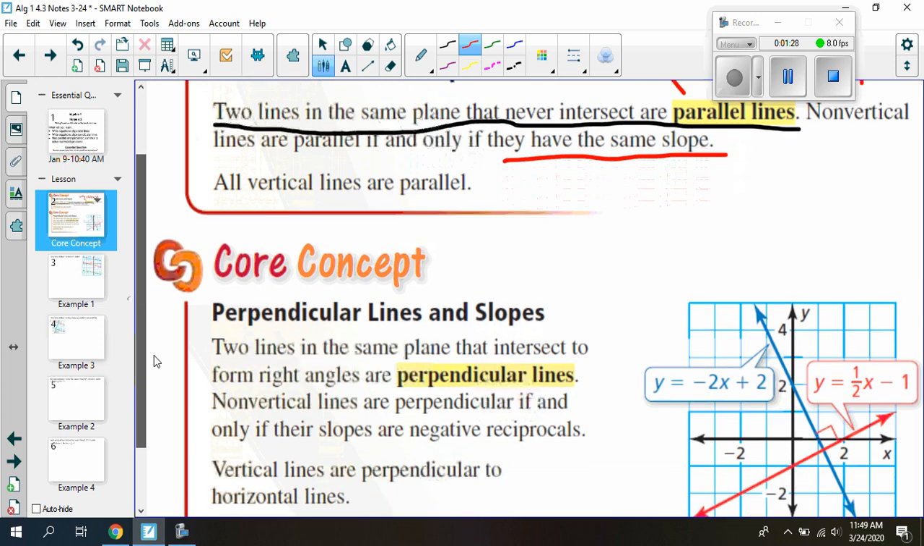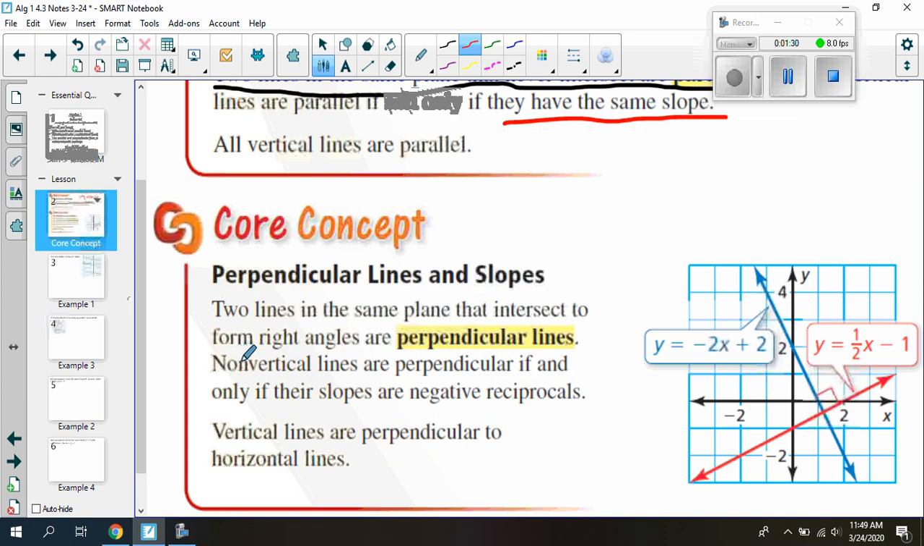Perpendicular lines are two lines that form right angles. Again, there's the geometry version of it. Two lines that make right angles. Now, if we want to talk algebra, we're going to say that their slopes are negative reciprocals or opposite. I always talk about it in terms of opposite reciprocals instead of negative reciprocals.